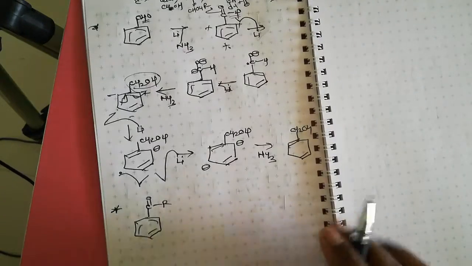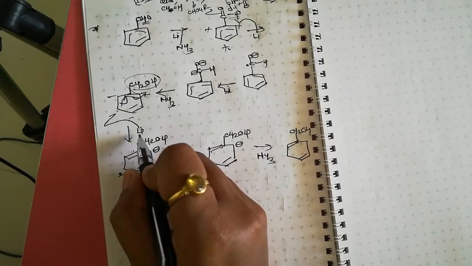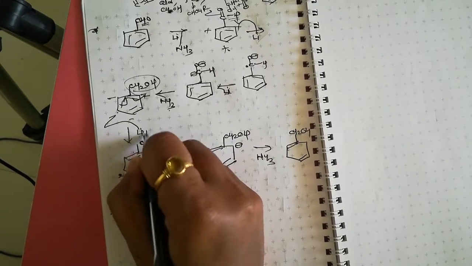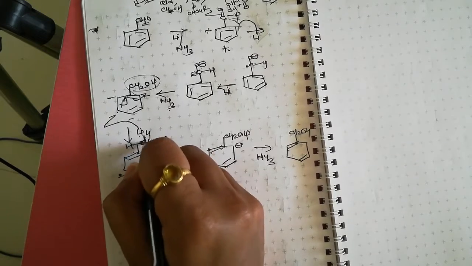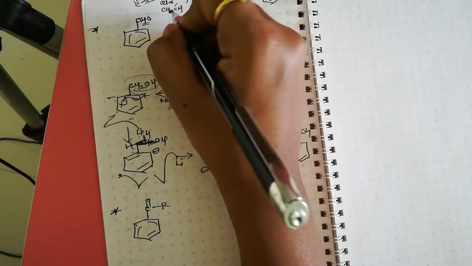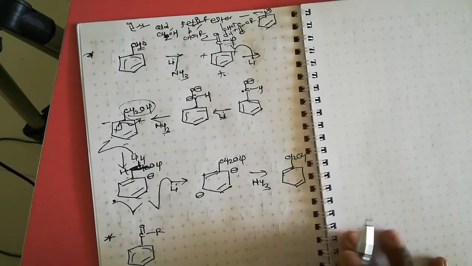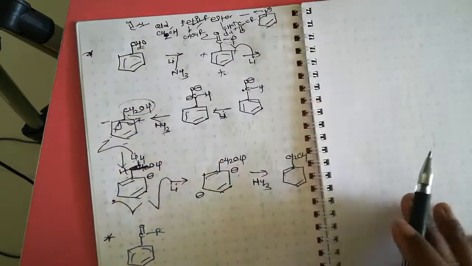The ketone group is reduced to CHOHR and the aldehyde group is reduced to CHOH, and here we count 1, 2, 3, and how many hydrogens? 1, 2, 3, 4, here 2 hydrogens. Aldehyde is reduced to CH2OH. Therefore we get this type of product.